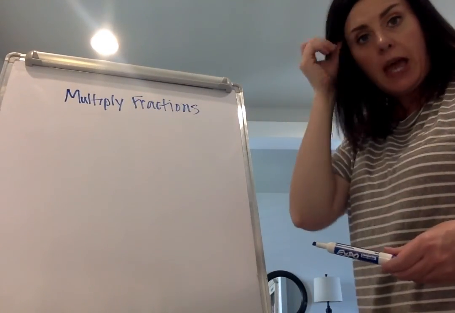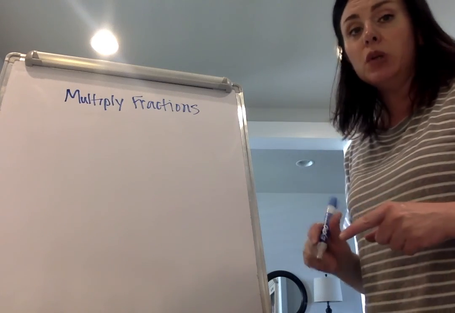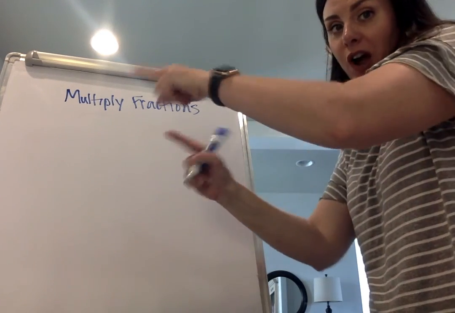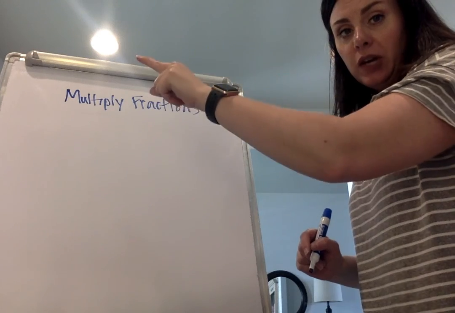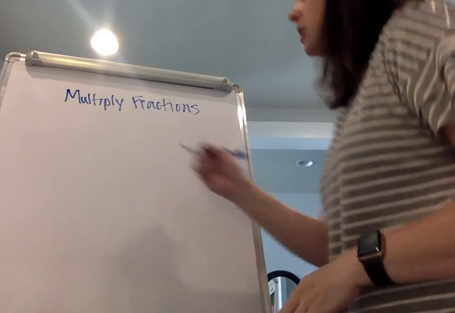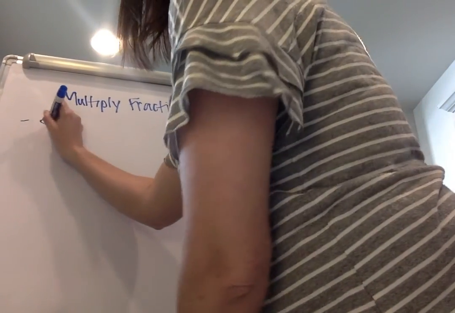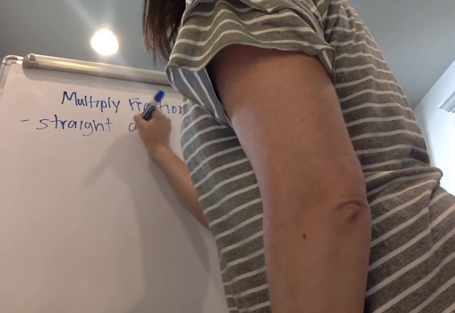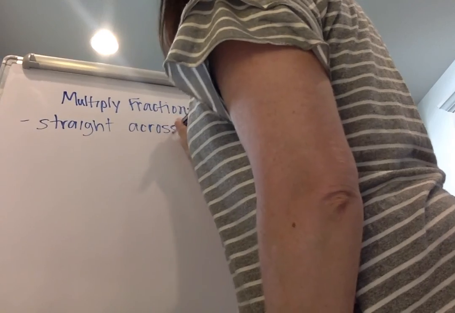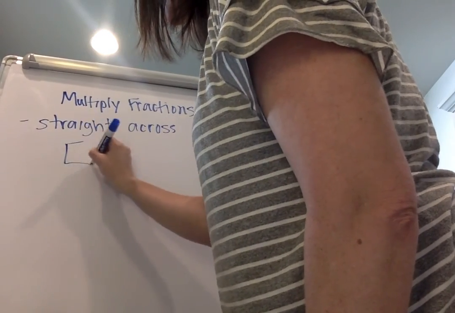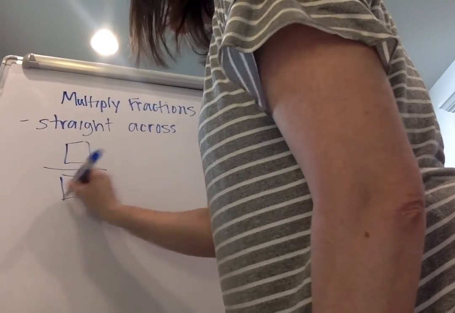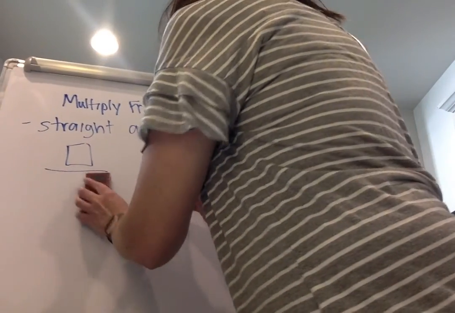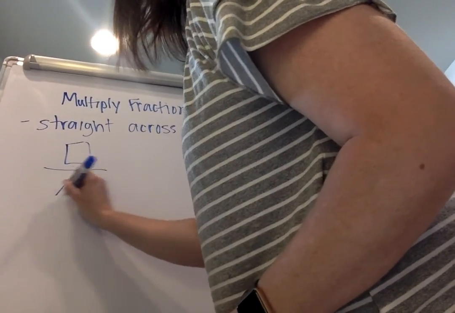The first step that we need to remember is we are going to multiply straight across. Numerator times numerator, denominator times denominator. So I'm going to write straight across.